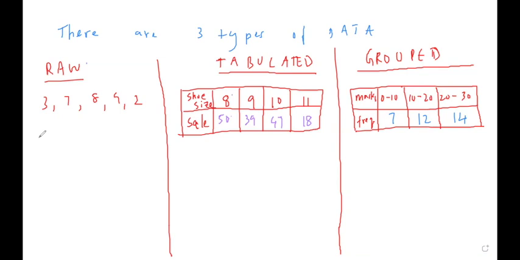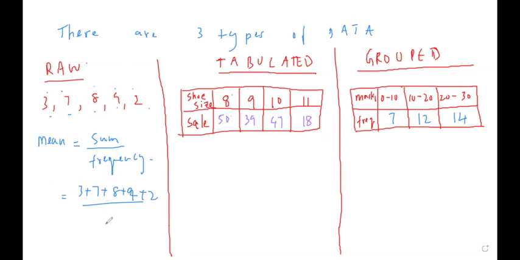Okay, so the mean for the first type of data is just pure average. So you add up all these numbers, the sum, and divide by the number of numbers, which we can call frequency. So mean is equal to sum divided by frequency. So clear so far? Everything okay? Yes, sir. So just to take an example of this, it's just 3 plus 7 plus 8 plus 2 plus 9, divided by five numbers.